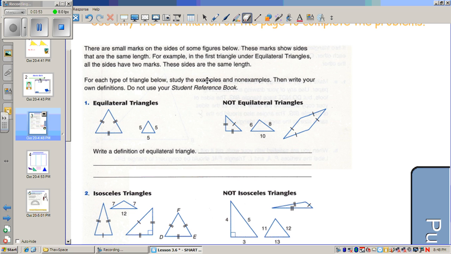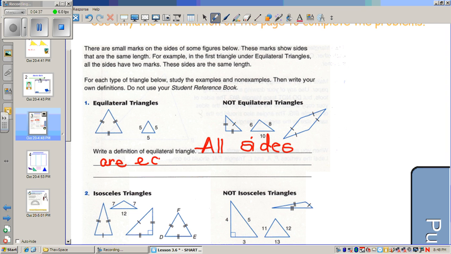For each type of triangle below, study examples and non-examples, then write your own definitions. It says do not use your student reference book. We won't need to use it. Notice how there is a different hash mark on each side of this triangle, and all the numbers here are different. So what is your definition of an equilateral triangle after seeing this and this? I hope you would have said that an equilateral triangle means all sides are equal. So I would write all sides are equal.